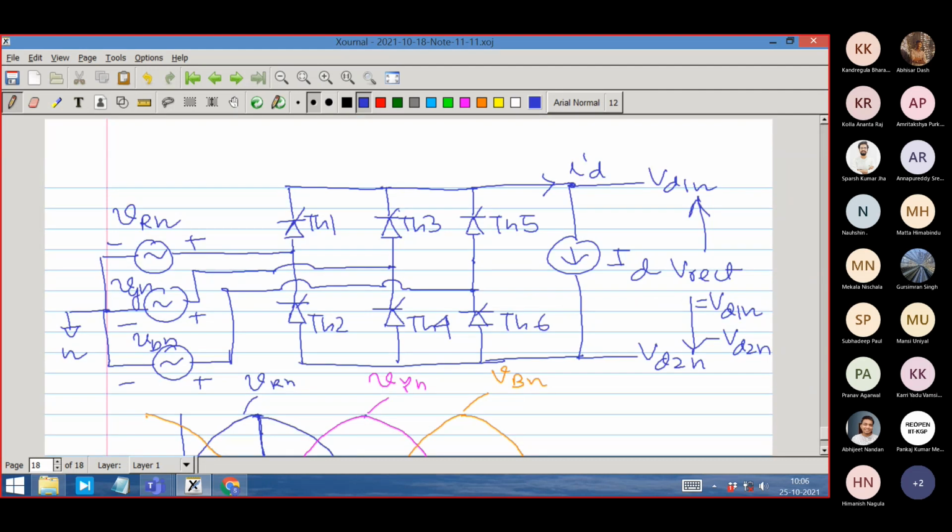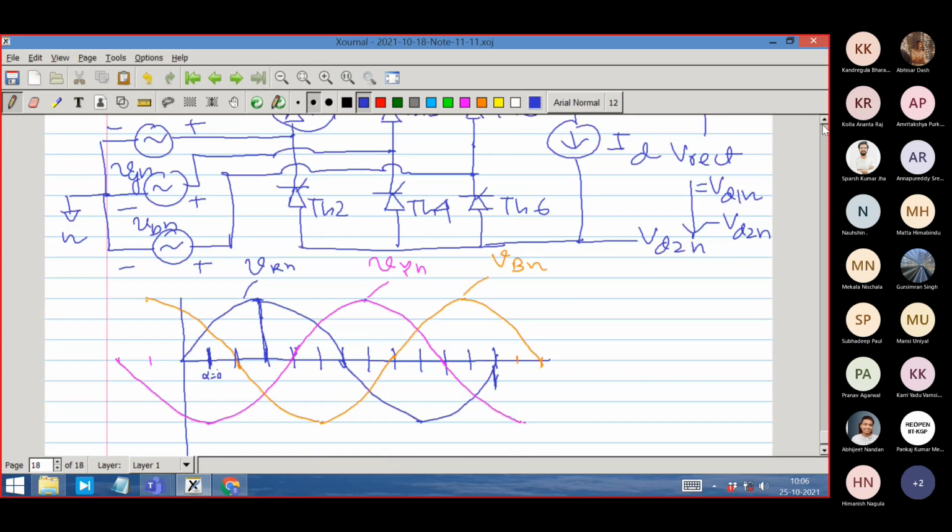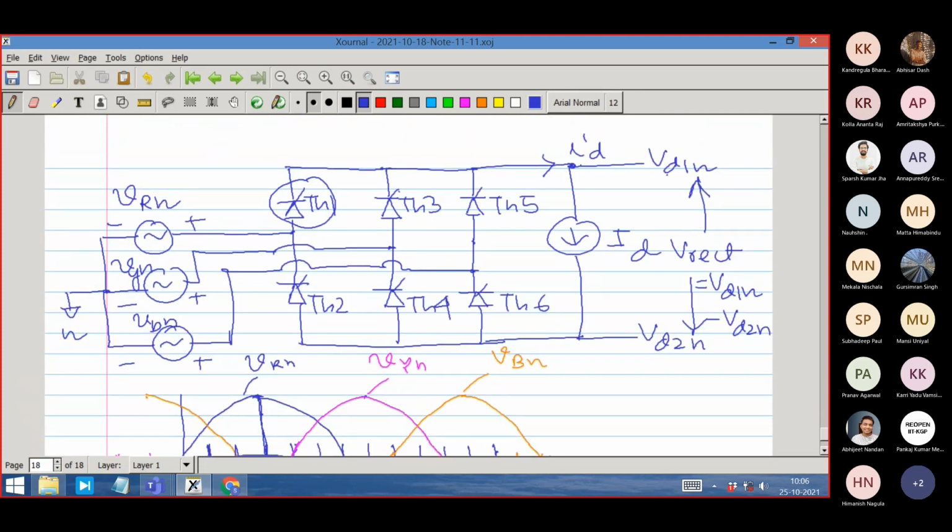What is VD1N? When thyristor 1 is conducting, VD1N is equal to VRN, right? That is the thing. If thyristor 3 conducts, then VD1N is equal to VYN, and if thyristor 5 conducts, then VD1N is equal to VBN. Okay, this way one terminal of the output voltage will be decided.